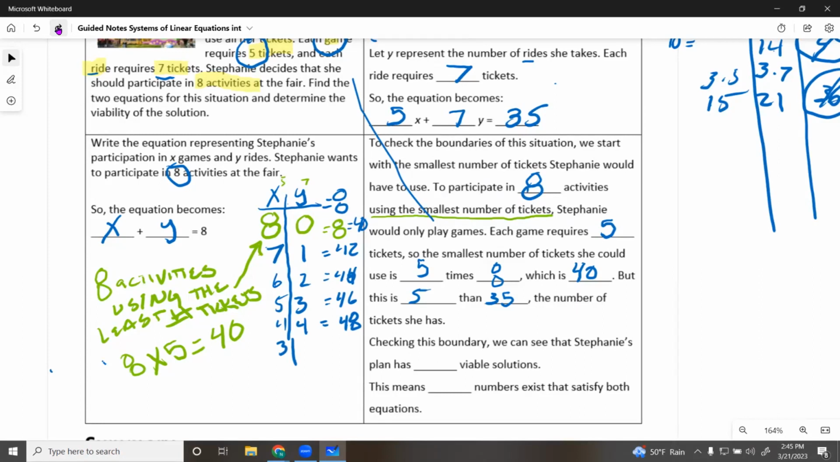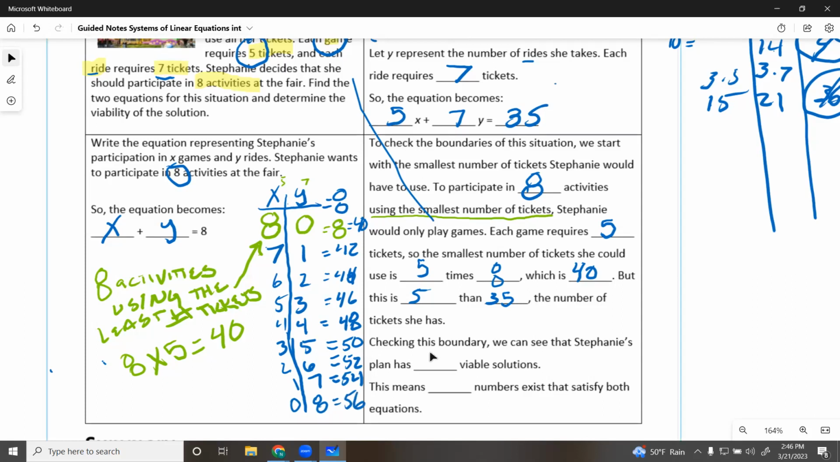Notice that it's switched now. There's less games and more rides. We know more rides is going to be more tickets. I just did this because I wanted to finish it out. So 3 games and 5 rides is going to equal 50. 2 games and 6 rides is going to be 52 tickets. So sorry for that. 1 game and 7 rides would equal 54 tickets, and 0 games and all 8 rides would be 56.